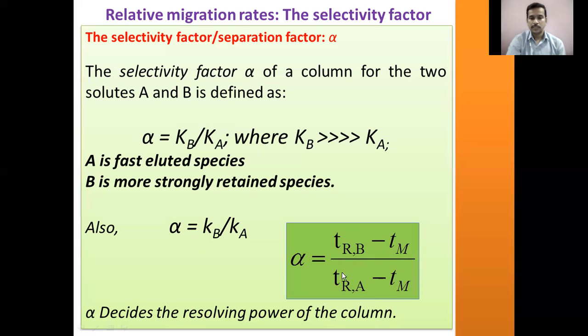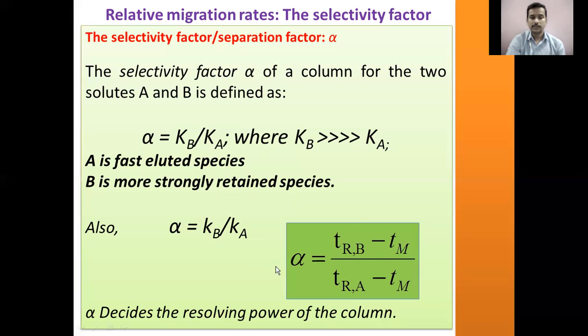And of course, these parameters are also obtained from the chromatogram. So tRB and tRA are the retention times of solute B and solute A respectively, and tM is the void time. By substituting these parameters, you can calculate the value of alpha. Here, tRB will be the greater value and tRA will be the lower value. Therefore, alpha will be greater than 1.